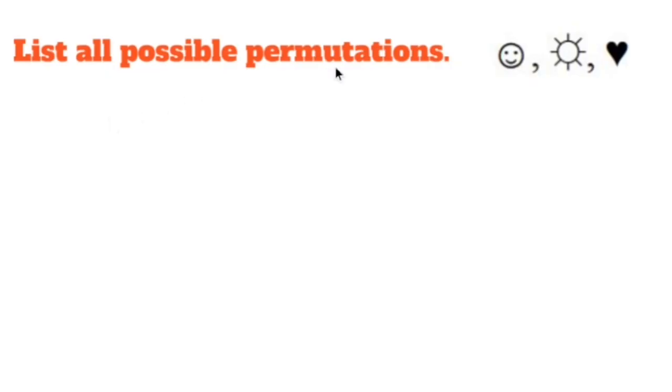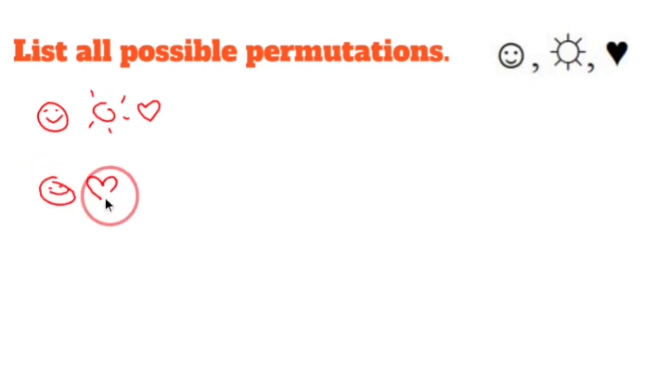List all the possible permutations. You got yourself a smiley face, a sun, and a heart. Well, permutations is how many ways can I reorganize this thing? Well, way number 1 is I've got the smiley face, the sun, the heart. If I were to start out with the smiley face again, my other option is smiley face, heart, sun.